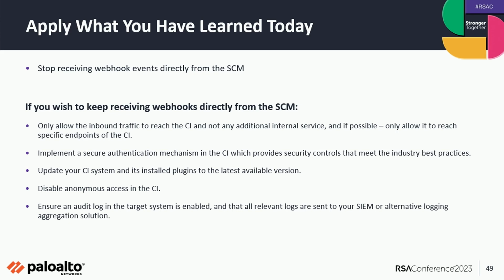We always recommend updating the CI system and its installed plugins to the latest available versions. Disable anonymous access in the CI. Any data that is retrieved from the CI or any action made in the CI should only be allowed after a successful authentication was made by the user against the CI. And ensure that there is an audit log enabled in the target system in the CI, and all the relevant logs are sent to your SIEM or alternative log aggregation solution, so you will be able to identify malicious actions happening in your CI.